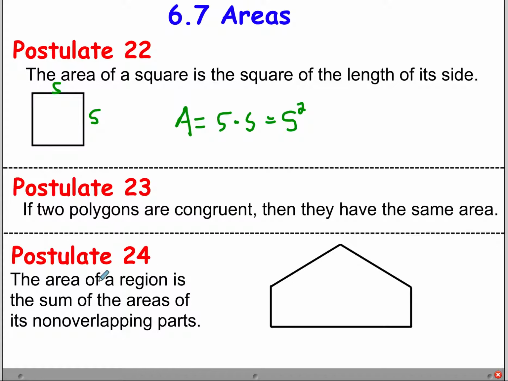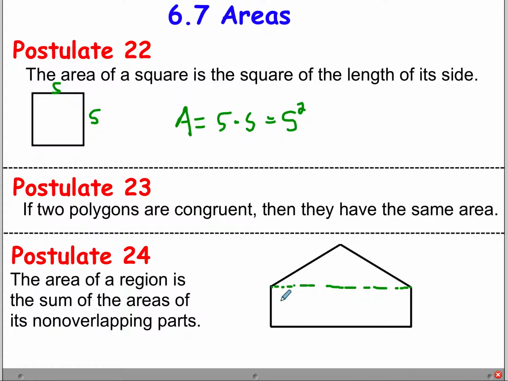And postulate 24 says this: the area of a region, and in this case this pentagon, 1, 2, 3, 4, 5, is our quote-unquote region, is the sum of the areas of the non-overlapping parts. Here's all this means. There's not exactly an area formula that we know to be able to find the area of this shape. But what we can do is draw an imaginary line. I'm going to draw it as a dotted line right there.